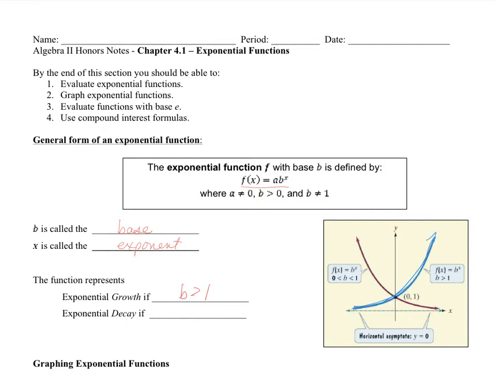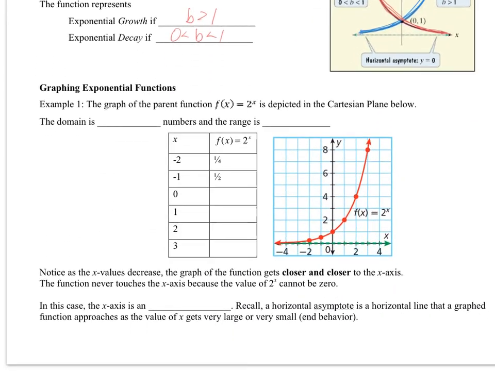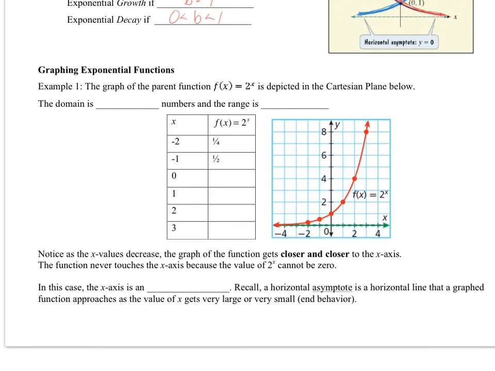We noticed last week that if b was a value greater than 1, it represented exponential growth, as depicted in this graph. If the value of b was a proper fraction between 0 and 1, then this represented exponential decay, as depicted in the graph. So you should be able to look at an equation and determine whether it represents exponential growth or decay based on the value of b.